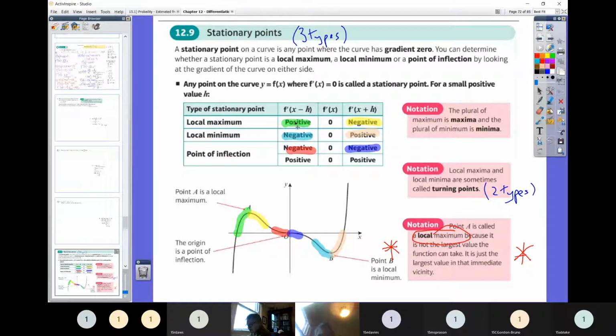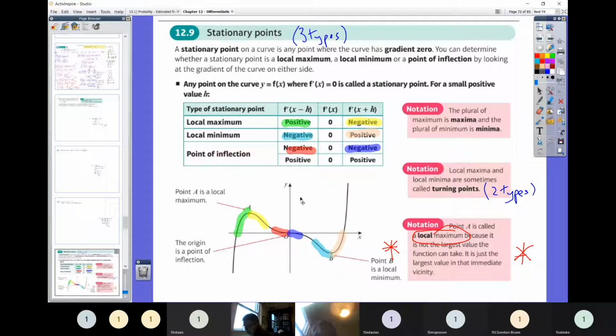So just gathering our thoughts, at a maximum point, the gradient to the left is positive, it's going uphill, and the gradient to the right is negative, it's going downhill. So that's a maximum point. Let's go to a minimum point. The minimum point's at B. Just to the left, the gradient's going downwards, so it's negative, and to the right, it's going upwards, so it's positive. So that explains the green, the yellow, the light blue, and the tan.